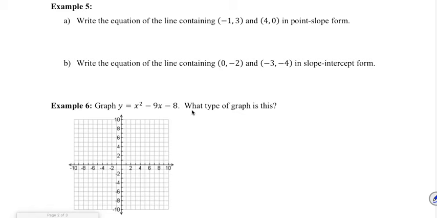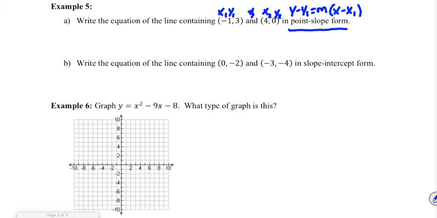For this example, we want to write the equation of a line containing these 2 points, and we want to write it in point-slope form. Point-slope form, just to remind you, y minus y sub 1 equals m, x minus x sub 1. So first thing we have to find is that slope. I'm going to go ahead and label these x sub 1, y sub 1, x sub 2, y sub 2.